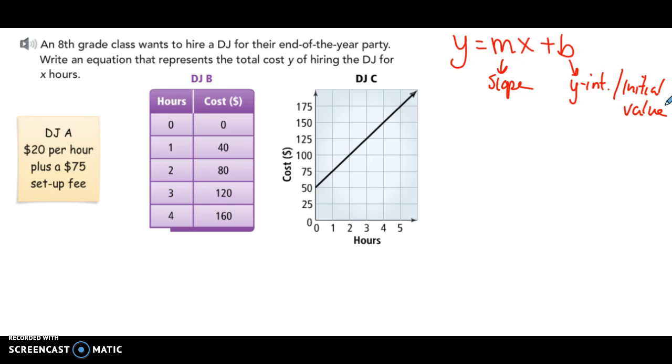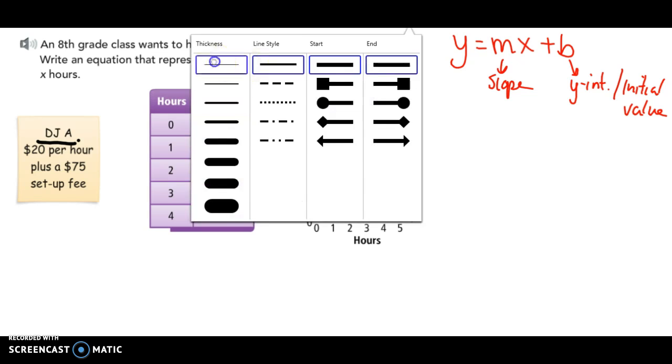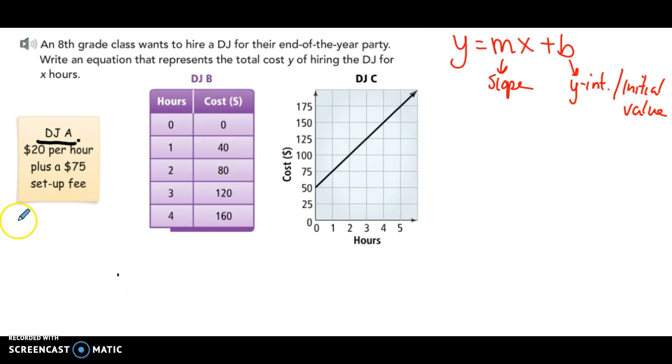So if we look here, DJ A says they have $20 per hour plus $75 setup fees. So we should understand that $20 per hour means we're multiplying by a variable. Start off with y equals $20 times some variable x, plus they're going to charge us a $75 setup fee. So that's DJ A's equation.